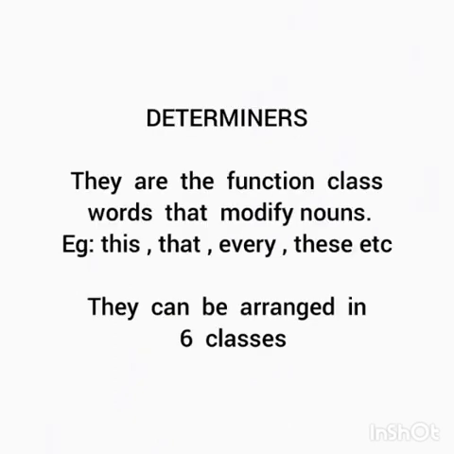Determiners. They are function class words that modify nouns. They can be arranged in 6 classes. Used with singular nouns are this and that. Used with singular countable nouns are every and each. Used with plural countable nouns are these and those. Used with uncountable nouns are much and little. Used with plural countable and uncountable nouns are enough and all. Those which can be used with any noun form are the and some.